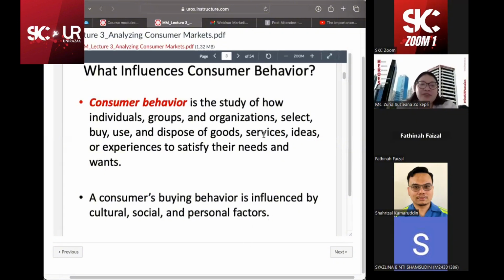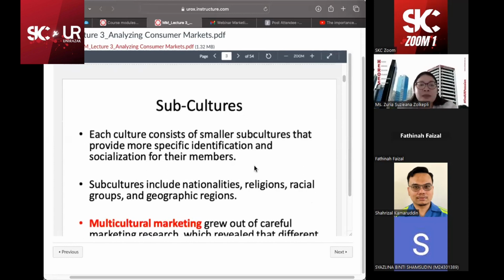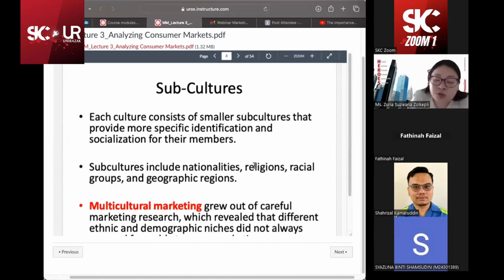Consumer buying behavior is influenced by cultural, social, and personal factors. Each culture consists of smaller subcultures that provide more specific identification and socialization for their members. Normally, if you notice, when we talk about marketing, people will say we are doing our business in Malaysia, for example. But actually, in Malaysia we do have subcultures because we are a multi-racial country.